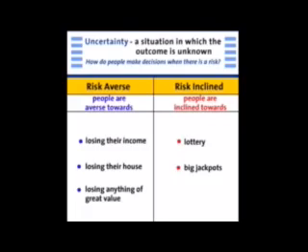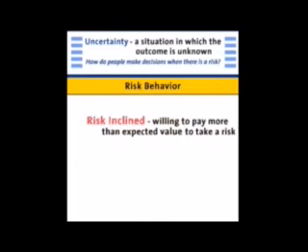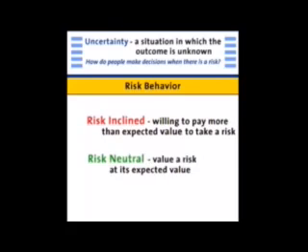People who are excited about risk would be called risk lovers, or people who are risk inclined. These are people who are willing to pay more than the expected value in order to take a gamble. People who are neutral about risk, who value a gamble at its expected value, are called risk neutral. And finally, most of us, with at least large amounts of value, are risk averse.